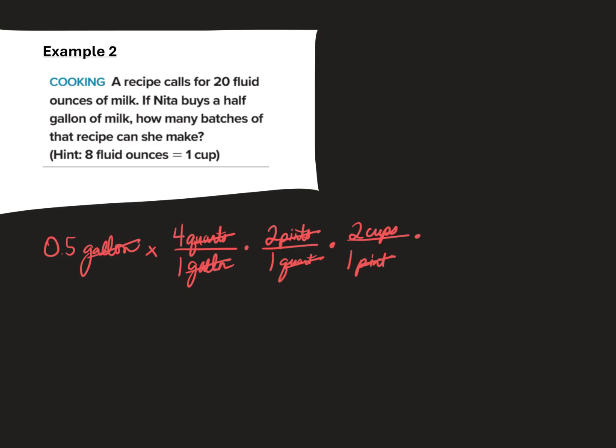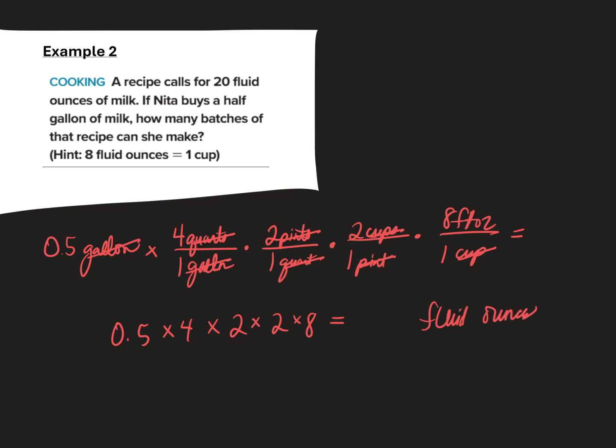Now I need to do a conversion with cups. 1 cup is 8 fluid ounces. See, I'm almost there. And so the cups will go away, and the unit that is left is fluid ounces. So I'm going to multiply 0.5 times 4 times 2 times 2 times 8. And that's going to be the number of fluid ounces.